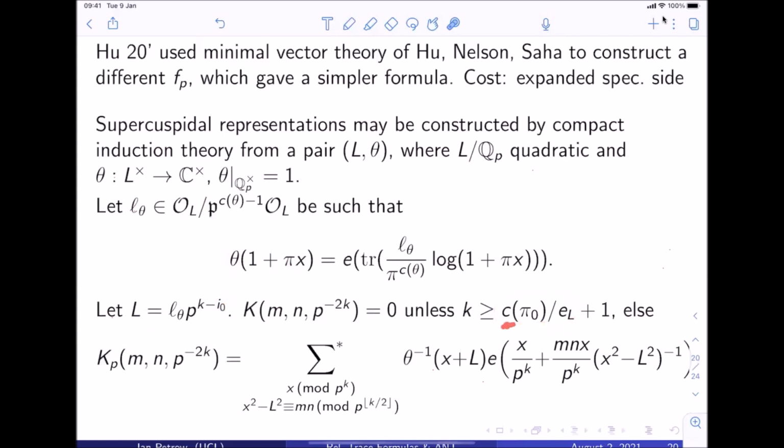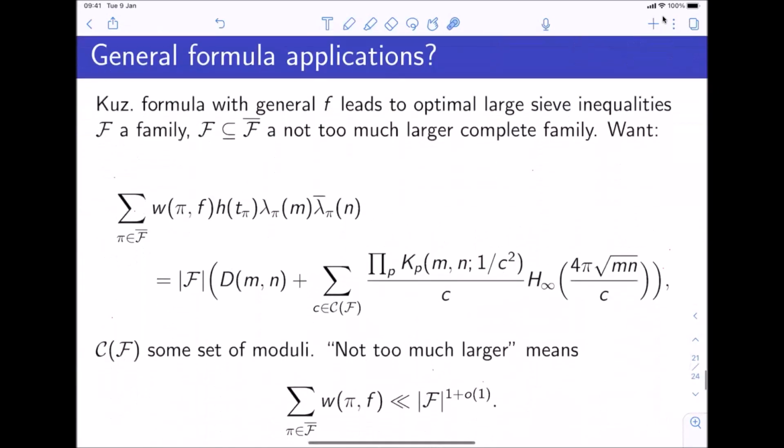So this actually is now the conductor exponent. I should be more clear about that too. And this is the ramification index of L over Q_p. So these, again, I can understand what their support is. They vanish unless k is sufficiently large. And then if k is sufficiently large, you get this sort of formula where this L is this L. So that's kind of nice to see.